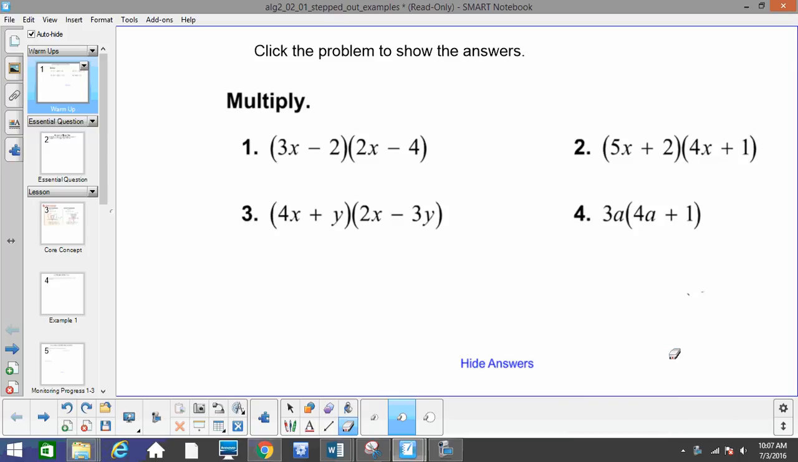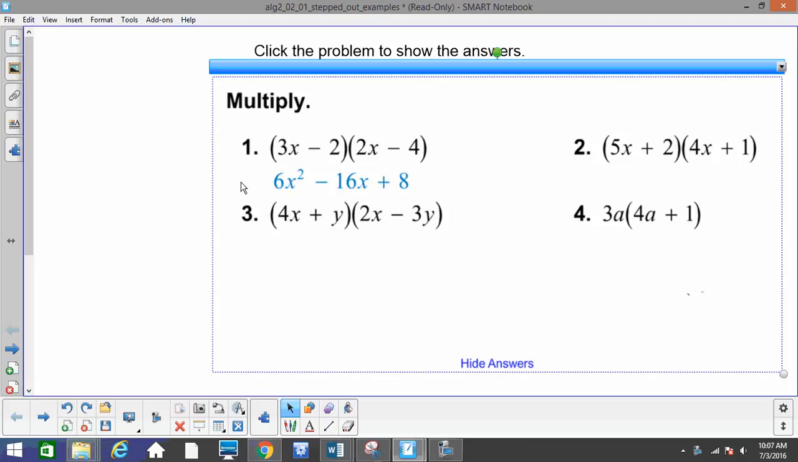Good morning. This is your problem of the day today. What you needed to do was really FOIL on that. 3x times 2x, 3x times -4, -2 times 2x, -2 times 8. This should be review. If it's not, come into Math Lab.